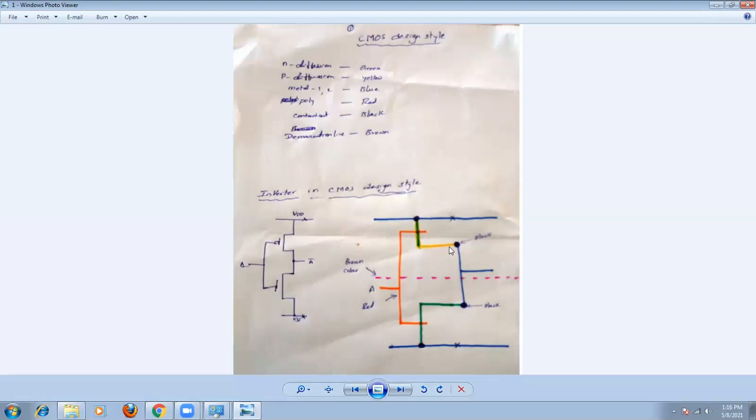You can go back to the previous topic on the well structure to get some idea. So this is the P well. If it is an N well, we fabricate the P channel transistor in the N well, and the N channel transistor will be located in the substrate. That is the main difference.